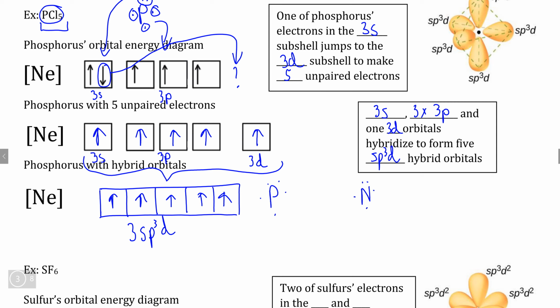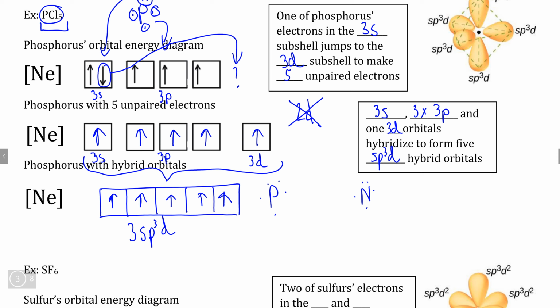Well, again, this is why energy level 3 is special. Let's say that nitrogen wanted to do this. If we wanted to jump nitrogen's paired electron up to a d subshell, well, then it would be added to nitrogen's 2d subshell. Now, the problem with that is there is no 2d subshell. It does not exist, because the first time we start seeing d subshells is at energy level 3.